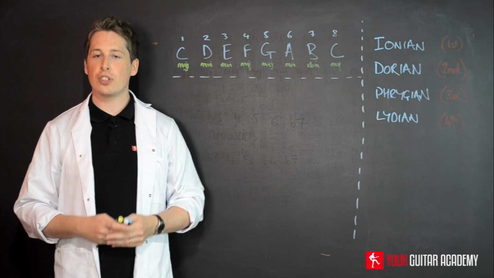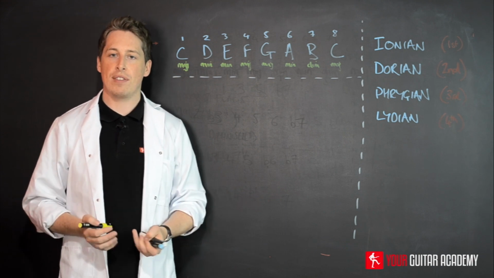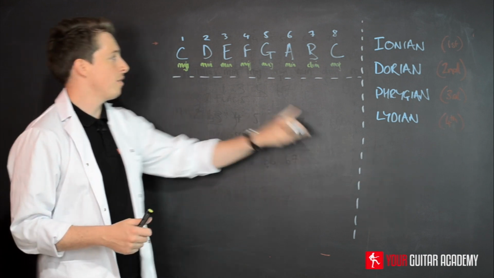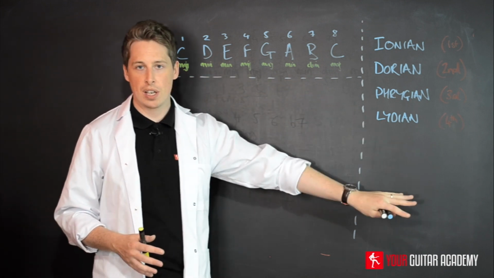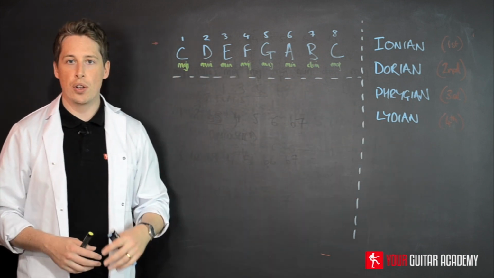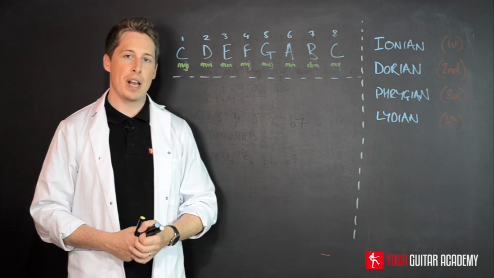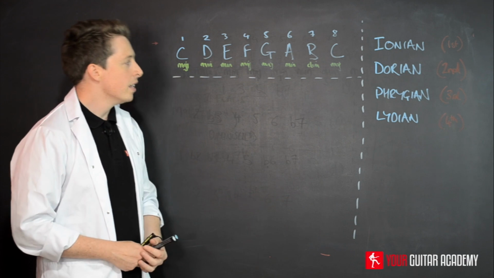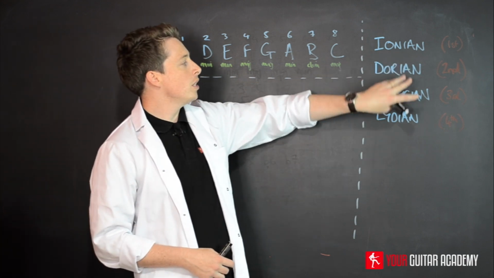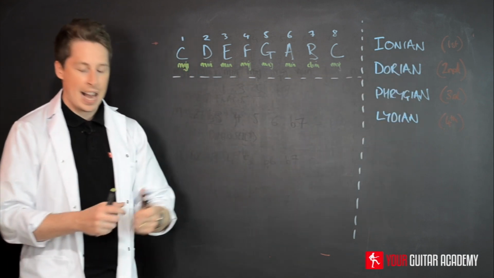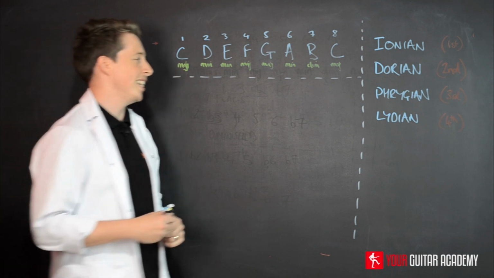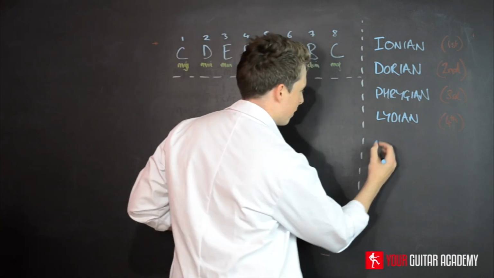So let's pick up from where we left off, which is we did these 4 modes. Now we know there's 7 modes altogether, so we've got 3 more to cover, plus we've got work to do to make sure that we understand how to really use the modes a little better. So far we've done Ionian, Dorian, Phrygian, Lydian, and our next modal scale is called Mixolydian. So let's write that down.